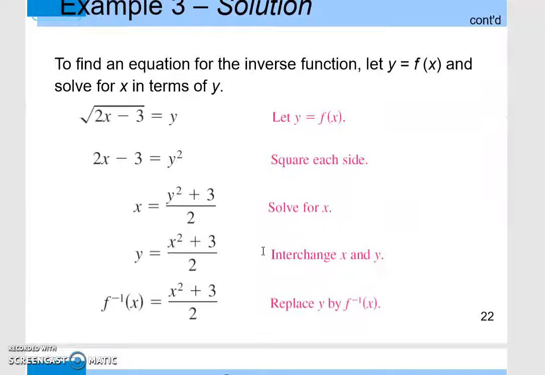So then to find the inverse function, we set it equal to y. Now we're going to solve for y. So the first thing we have to do is get rid of the root. We square both sides. We're going to subtract 3. And then divide by 2. So then we get y equals (x squared plus 3) over 2. Now we're just going to switch the x and the y back. And then instead of writing y, we're going to write f inverse of x. And this is our inverse function.